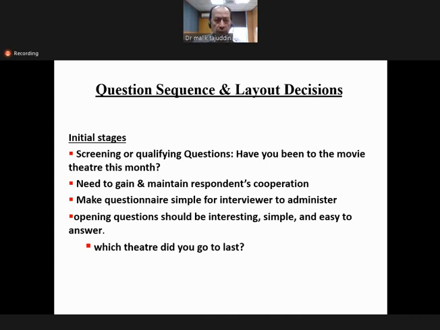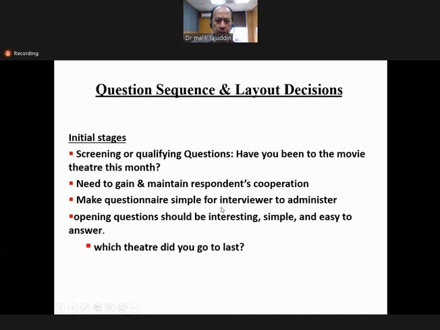Layout decision. I said to you that it is in the form of email, in the form of leaflet, in the form of a book or booklet, etc. And then initial questions, screening or qualifying questions, should be first. Have you been to the movie theater this month? Then we need to gain and maintain respondent cooperation.